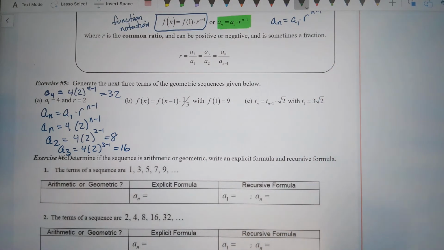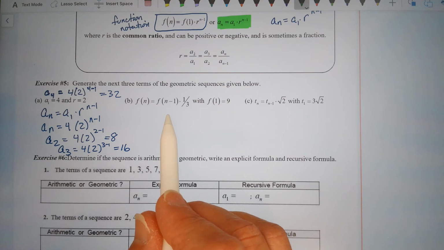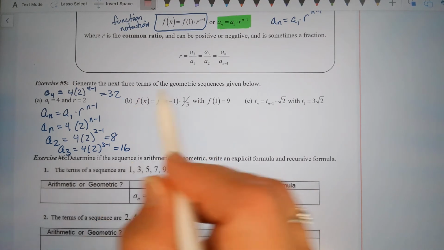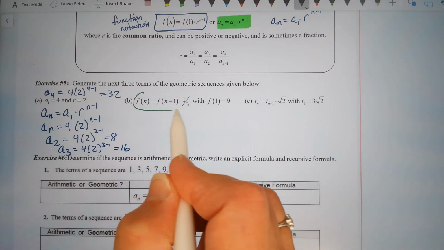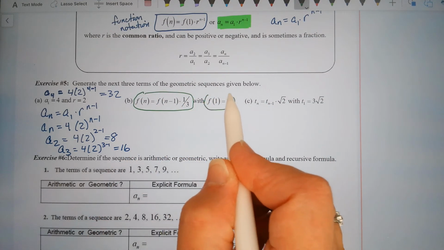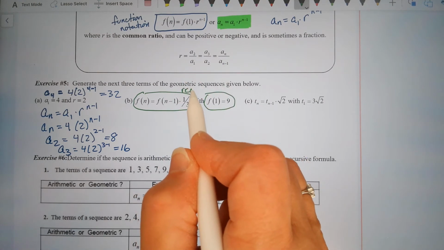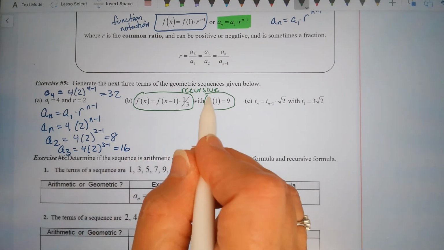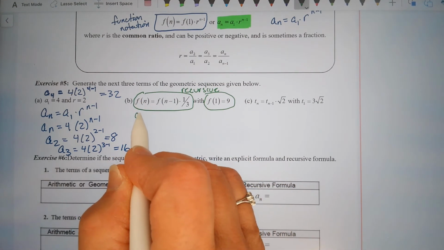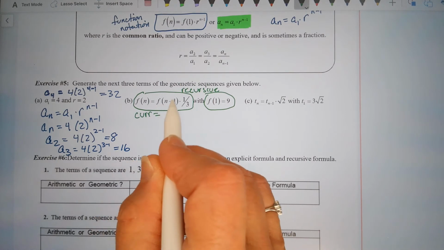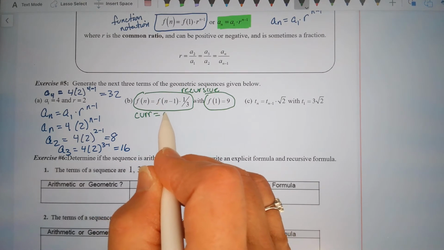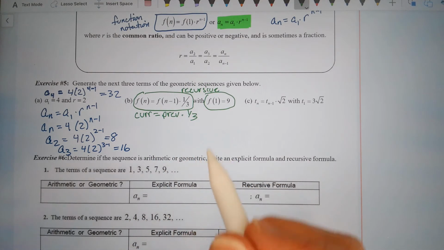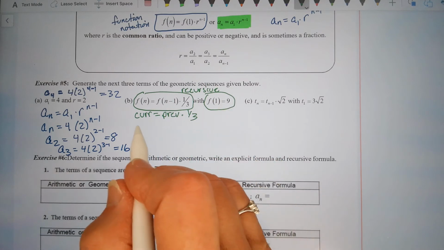B, f of n equals f of n minus 1 times a third, with f of 1 equal to 9. Okay, this has two parts to it. This is a recursive geometric sequence. Since it's recursive, the current term, f of n, equals f of n minus 1, the previous, times a third. So the constant multiplier is a third. The first term is 9.